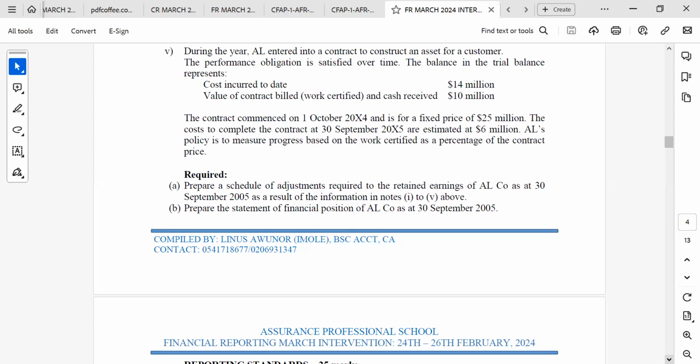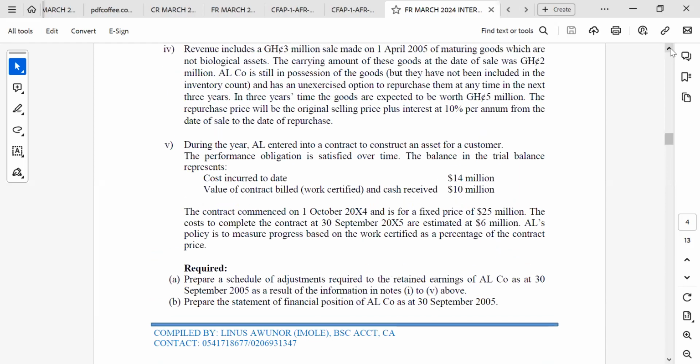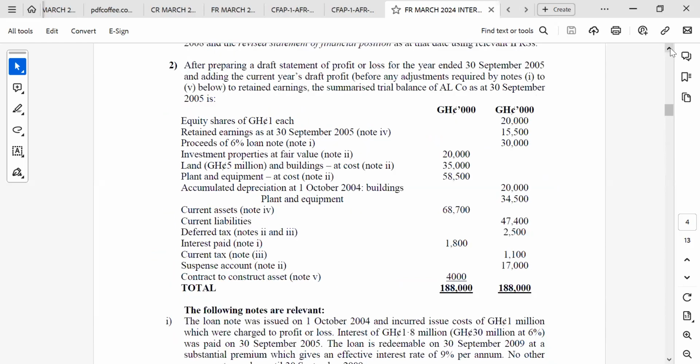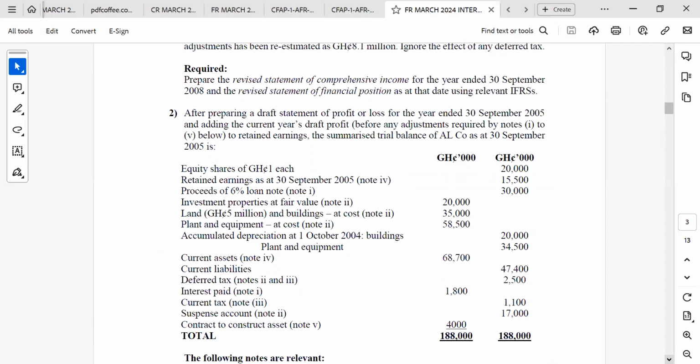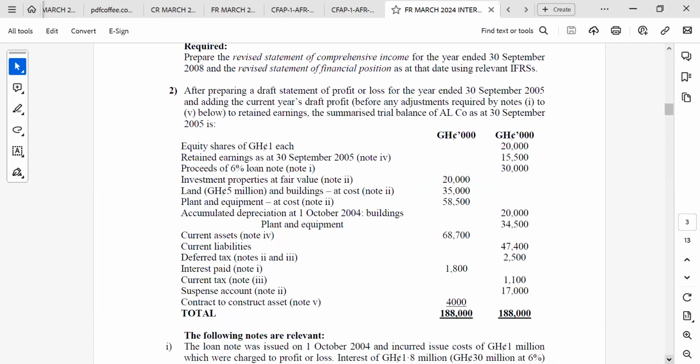Yes, sir. Okay. For the statement of financial position, what you do is you can look at the items that you have in the trial balance here. You can see the items that you have over here. You have the equity shares, you have retained earnings, you have loans, you have investment property, you have land and building, you have plant and equipment, you have current assets, you have current liabilities, you have deferred tax, you have interest. The interest paid will be treated as an expense, so it will not go there. You have the current tax, you have the suspense accounts, maybe there is a wrong transaction that has been done, you have contract assets.